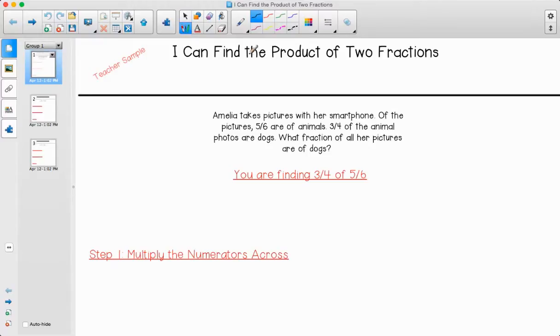Starting with my cubing strategy, I'm going to circle any key numbers. So I have 5/6 and 3/4. I'm going to underline the question. What fraction of all her pictures are of dogs? I'm going to box any keywords. What fraction? And you'll understand why of is important in a minute. I'm going to eliminate anything I don't need. We're going to get rid of that. And then I'm going to solve.